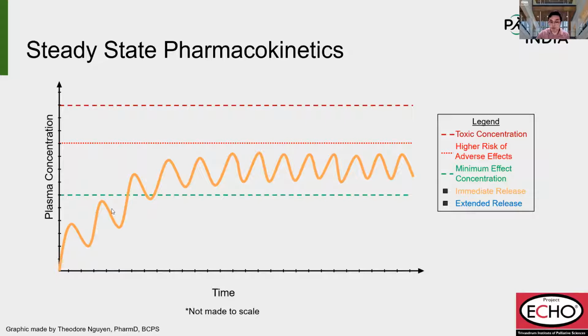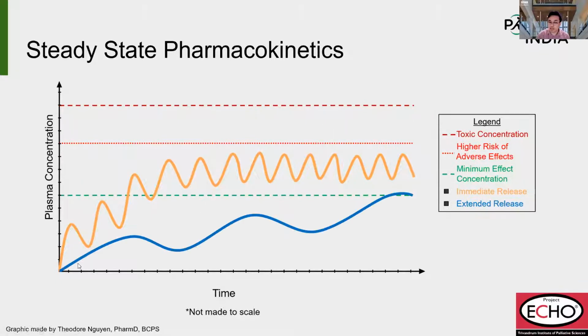Versus if we made adjustments too early, we would be increasing the amount of drug a patient may get before they achieve steady state. Since this is dependent on half-life, we want to keep in mind that medications with longer half-lives take longer to achieve steady state.